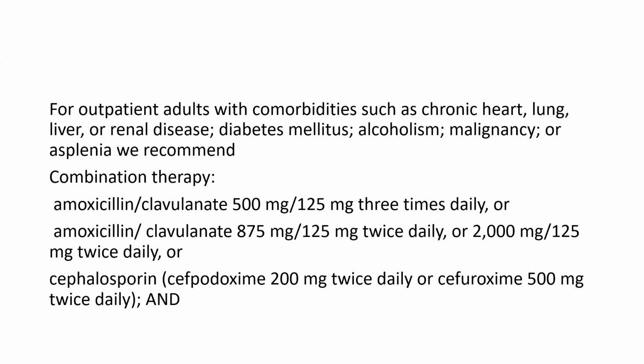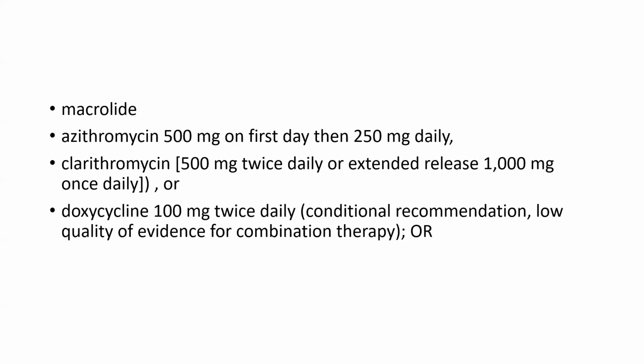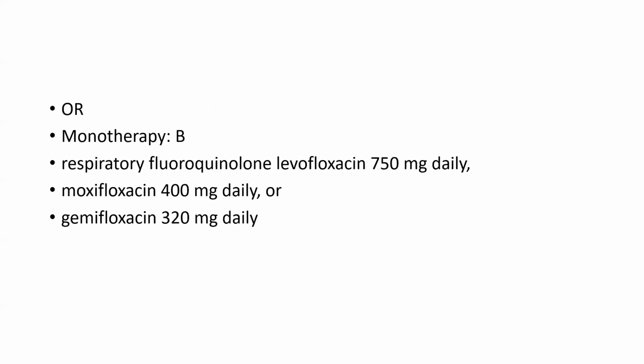start combination therapy of BL-BLI, that is amoxicillin clavulanate, in the dose of 500 to 125 mg 3 times daily, or amoxicillin clavulanate 875 mg by 125 mg twice daily, or 2000 mg twice daily, or we can use cephalosporin. Along with this BL-BLI combination, we need to prescribe a macrolide in the form of azithromycin, clarithromycin, or doxycycline, that is 100 mg twice daily.